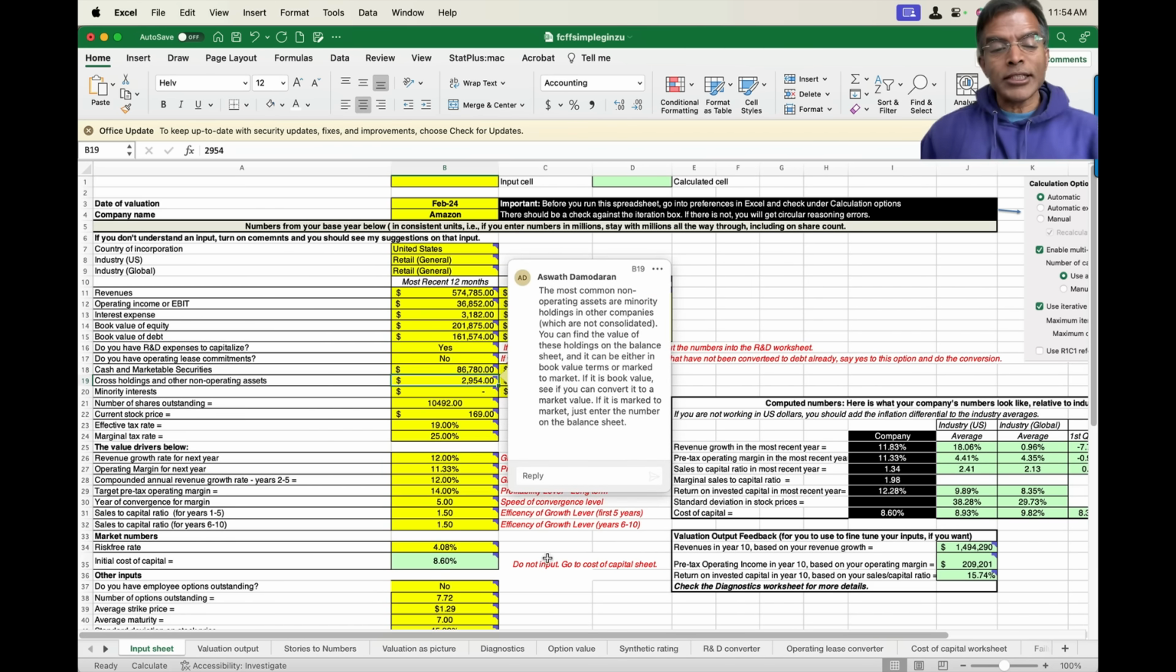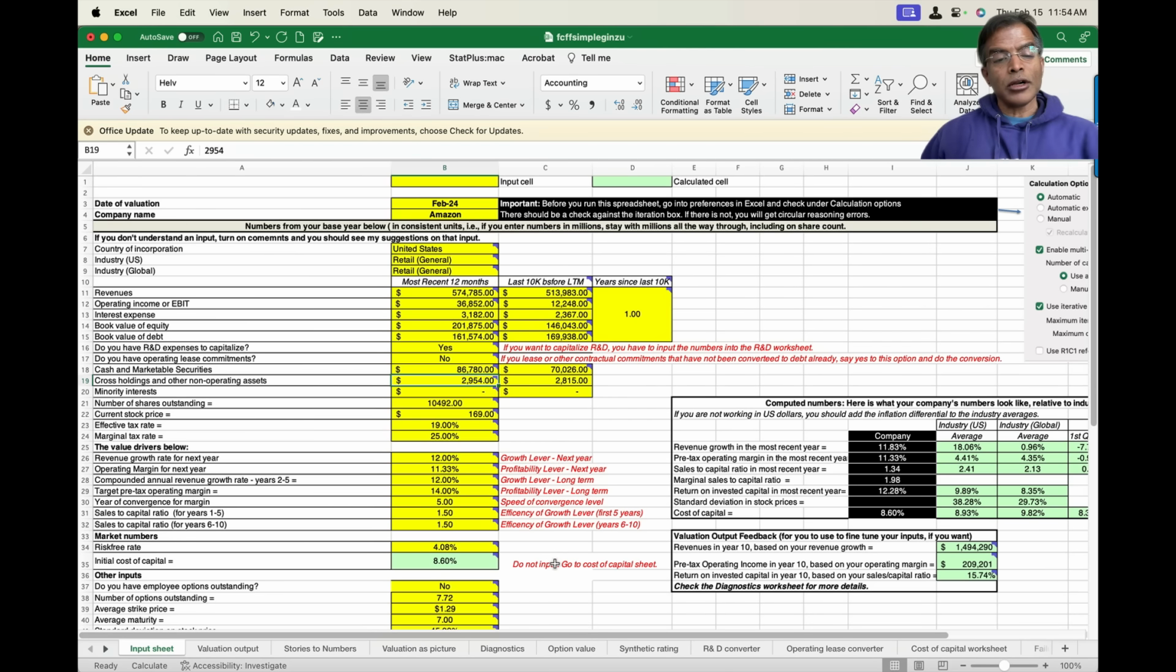If you go below that, it says cross holdings and other non-operating assets. This is tricky because some of you will be tempted to open up the balance sheet and start throwing in the kitchen sink, things like goodwill and brand name. Don't do that. Here's the rule. Any asset that is generating cash flows for you, you've already counted. Goodwill is not an asset, so I don't care. Brand name is what allows you to earn high operating income. It's already counted.